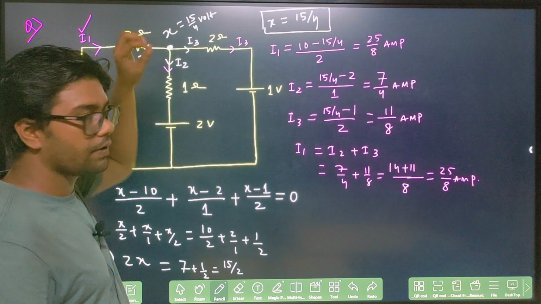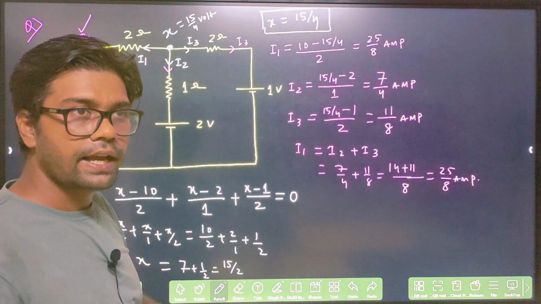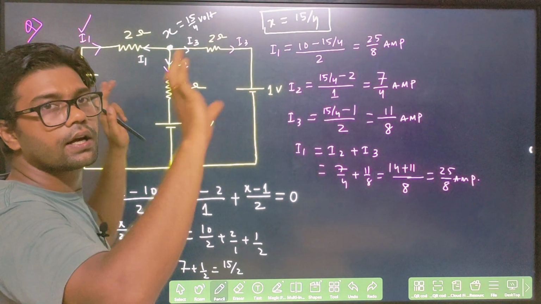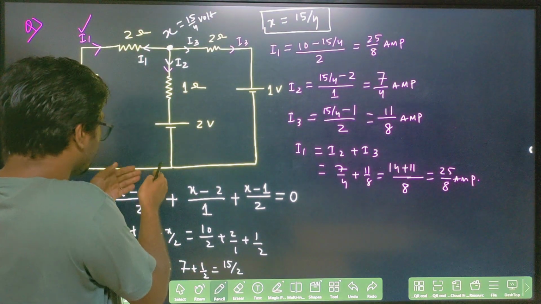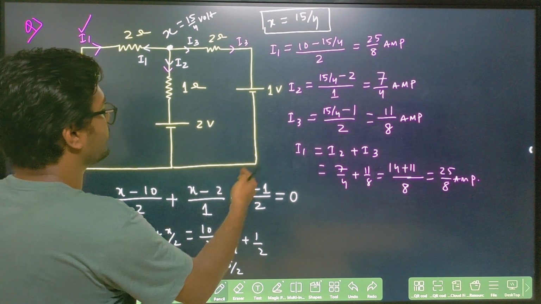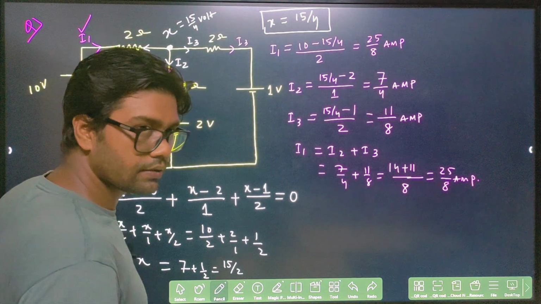So first of all, whenever you see a junction, you just imagine that the potential is X and you apply the KCL. You will say that the net outward moving current from the junction will be 0. So (X minus 10) divided by 2 plus (X minus 2) divided by 1 plus (X minus 1) divided by 2 equal to 0. And you can solve like this.